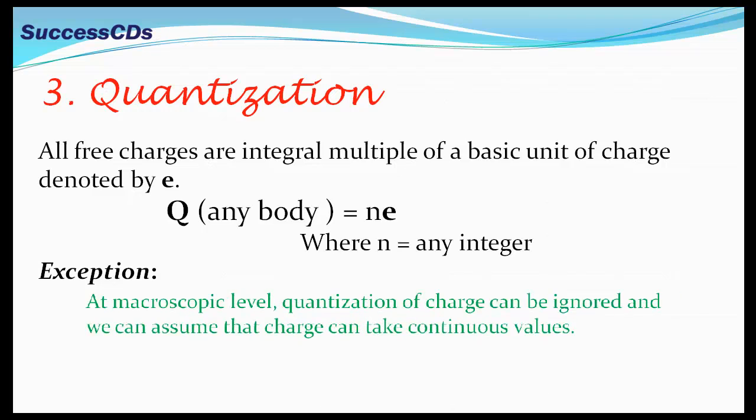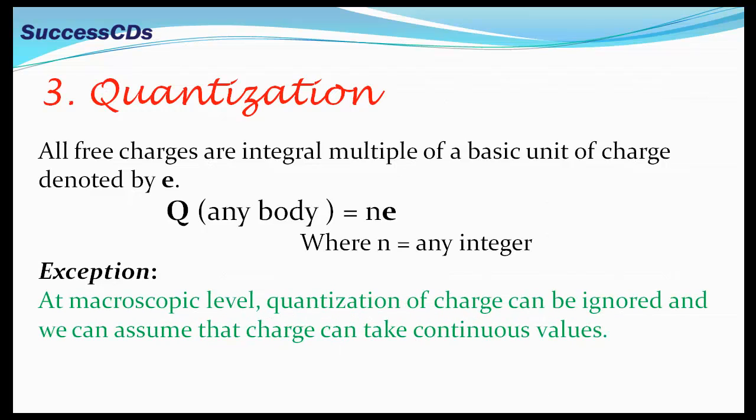But there is an exception to the quantization of charge. That is, at the macroscopic level, we deal with charges that are enormous in comparison to the magnitude of charge e. At this scale, the fact that charge can increase or decrease only in units of e is not noticeable. Therefore, we consider that charge can take continuous values at the macroscopic level.